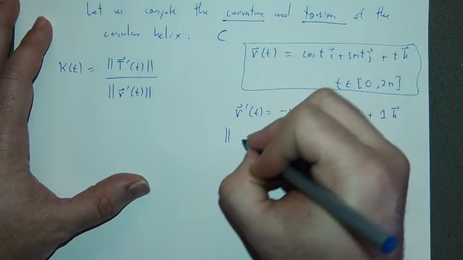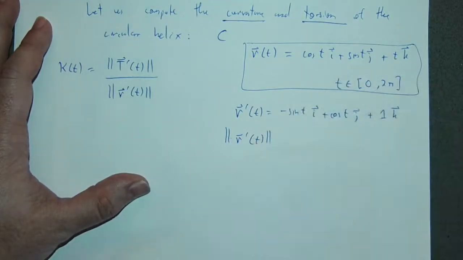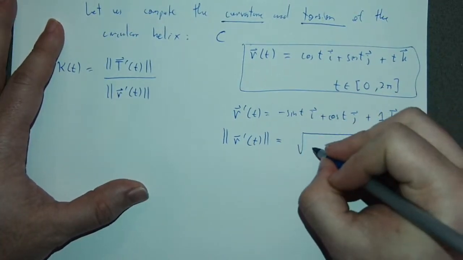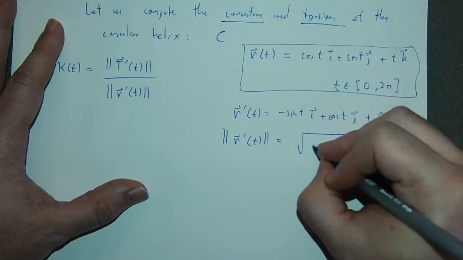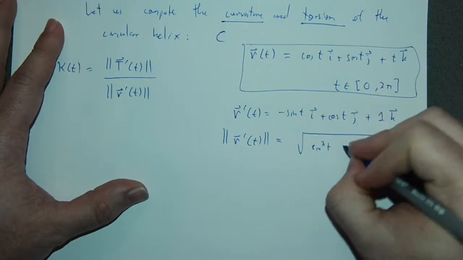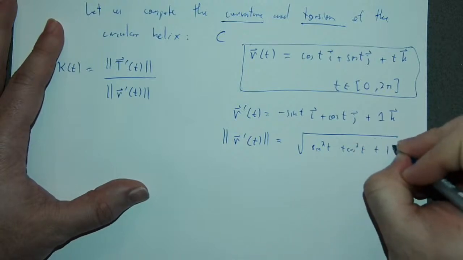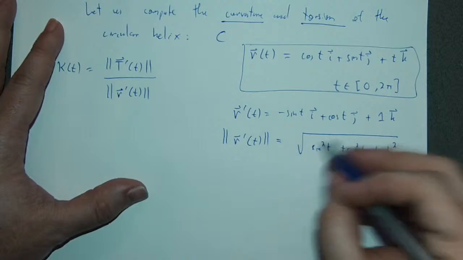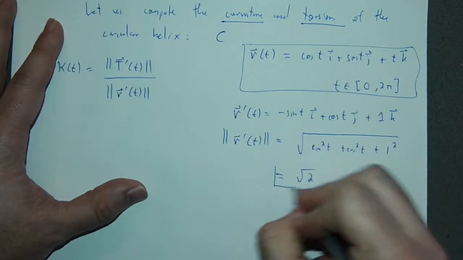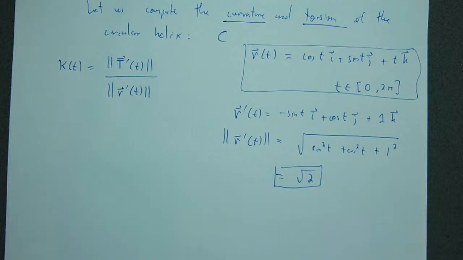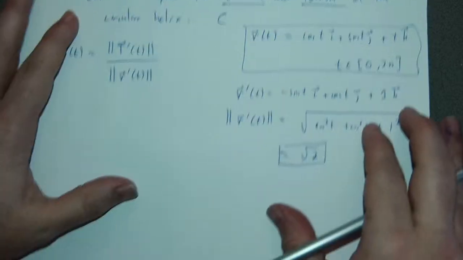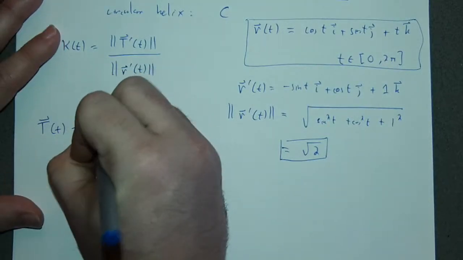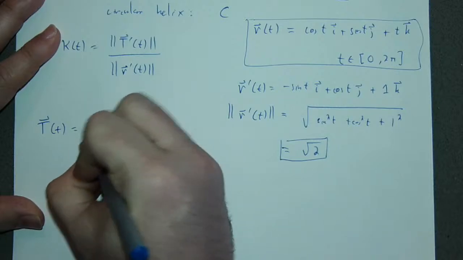So what's the length of r prime of t? Well, I'm taking the square root of minus sine t squared, so that's sine squared t, plus cosine squared t, plus 1 squared. But sine squared t plus cosine squared t is 1, and 1 squared is 1, so this is 1 plus 1 underneath the radical, so this is the square root of 2, as we've seen before. Okay, and so my tangent vector, T of t, which of course is r prime of t over the length of r prime of t.